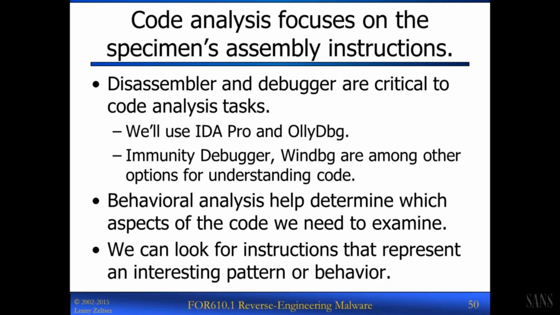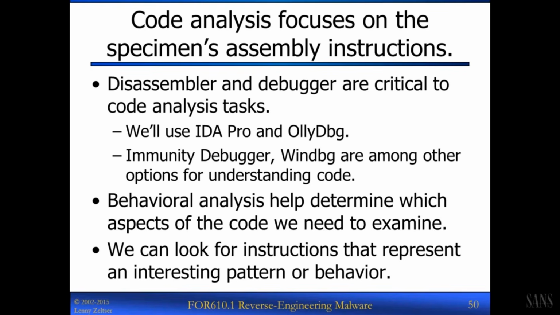So let's talk a little bit about code analysis. When we do code analysis, there are essentially two capabilities that we're looking for. One is a disassembler, which is going to take that executable content and convert it into assembly. The other is a debugger. A debugger is going to allow me to step through that assembly and execute individual instructions.